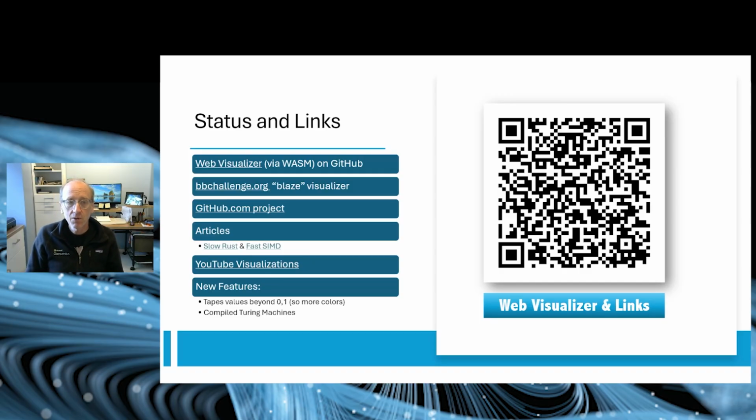Also, happily, if you go to bbchallenge.org, any page on that website will show a Turing machine, and there'll be 3 buttons at the bottom. One of the buttons says Blaze. If you click Blaze, that will give you this Rust visualizer. And it doesn't have as many features as the other visualizers, but it's more colorful and is very, very fast. And can go for many more steps than the other visualizers.